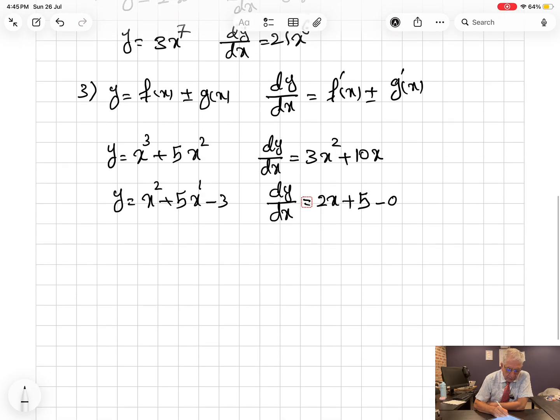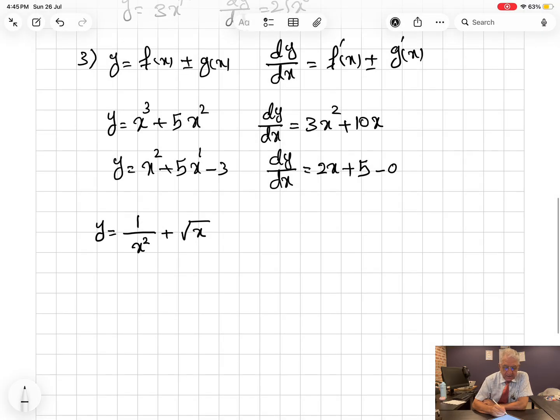Suppose you have y equal to 1 over x squared plus the square root of x. Now you want to find dy by dx. First, you write y in exponential format. That is, x squared in the denominator means the power is negative, therefore x to the power of negative 2. And this is a fractional power. That is the second root, therefore x to the power of 1 over 2. Now you can apply the rule.